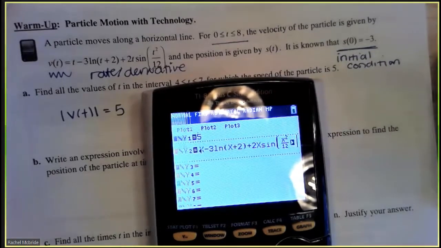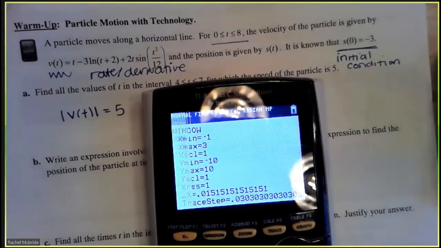Just going to make sure everything is good. I'm going to put in my parentheses here to close off my sine. I'm going to go back and make sure I have all the right positives and negatives and things multiplied together. I'm going to go to my window. I have no idea what's happening on the y values, but I know in terms of the x values, I'm looking for intersections at 4 and 7.